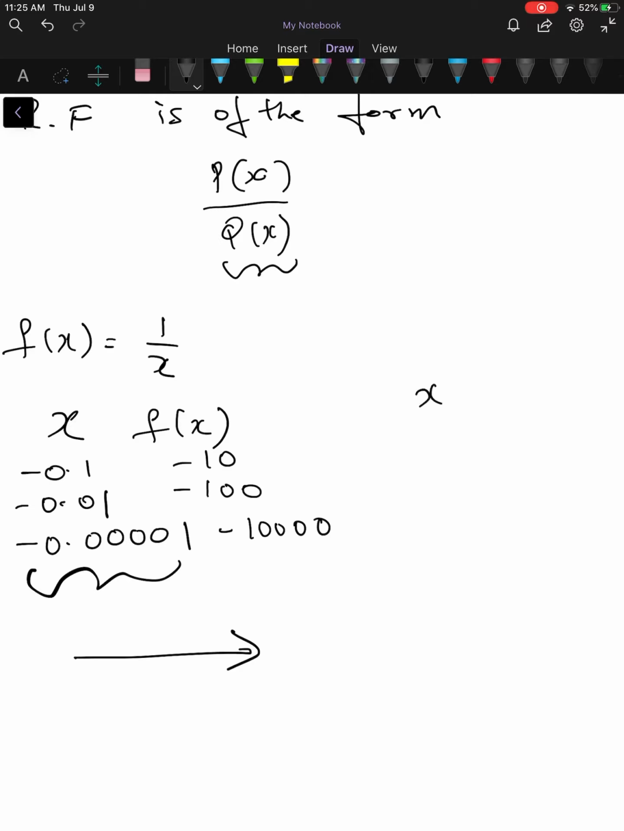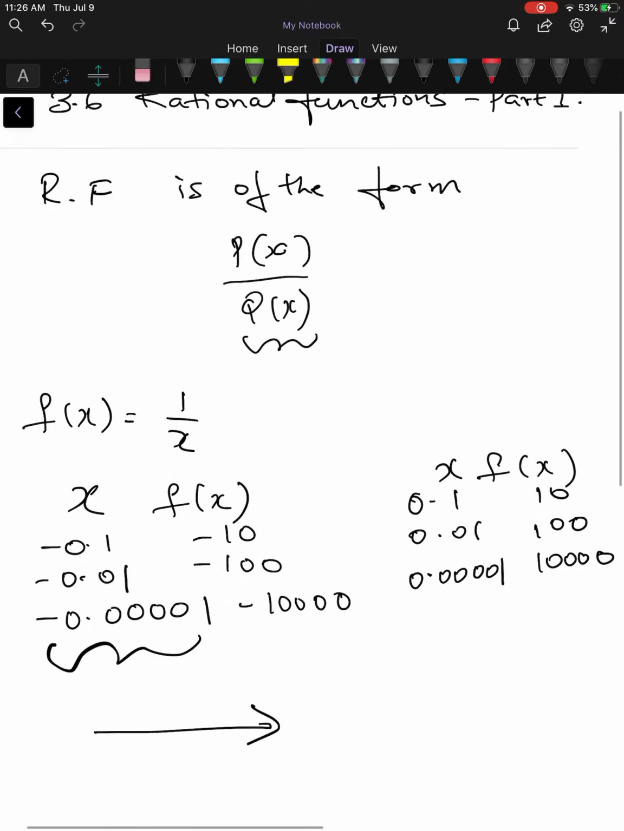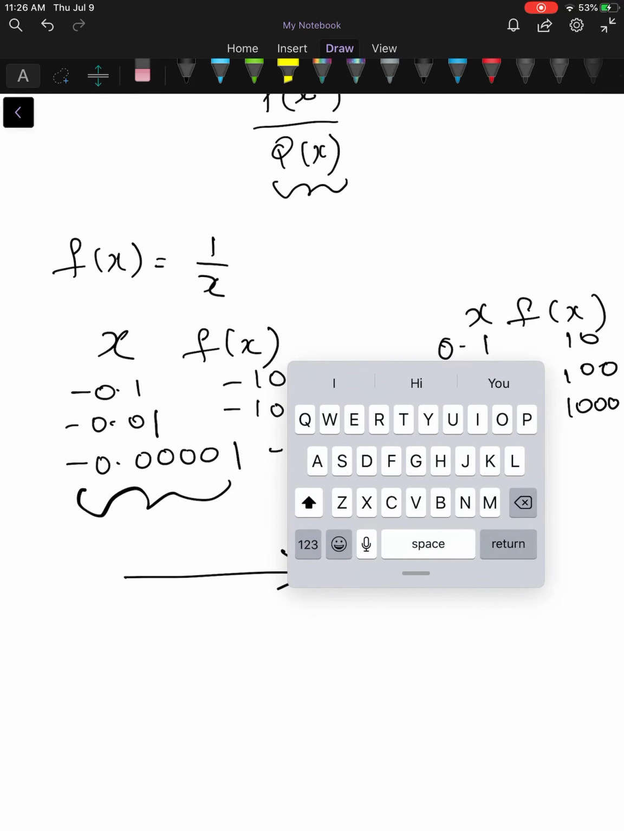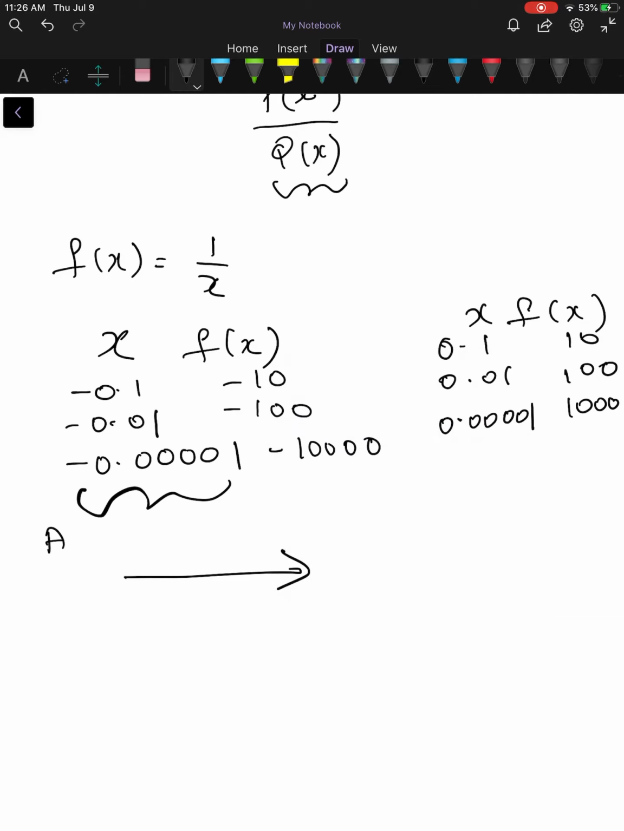Now we will choose the same values but on the positive side: 0.1, 0.01, 0.00001, and this would give us 10, 100 and positive 10,000, right? So what is happening here as x is approaching 0 from the negative side?